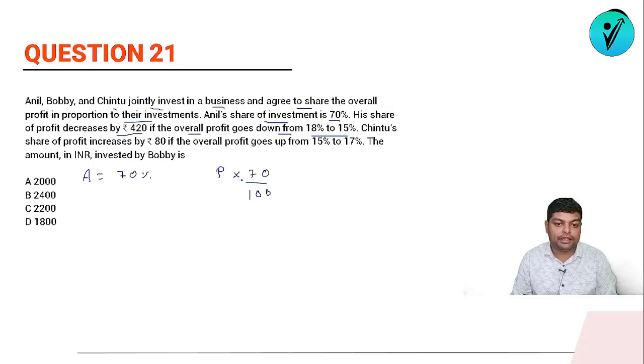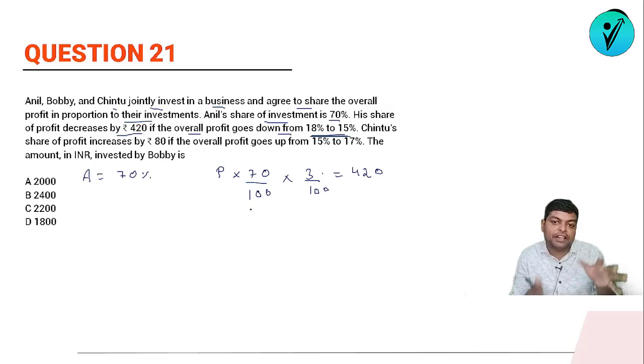Since the profit was P rupees earlier, and as Anil has invested 70%, he'll be getting 70% of the profit. And by what percentage is the profit changing? The overall profit is changing by 3%, so it will be 3 upon 100. His profit value is changing by 420. If the whole profit reduces by 3%, his profit will also reduce by 3%. If there is a 3% change in the overall profit, there will be a 3% change in his profit too.